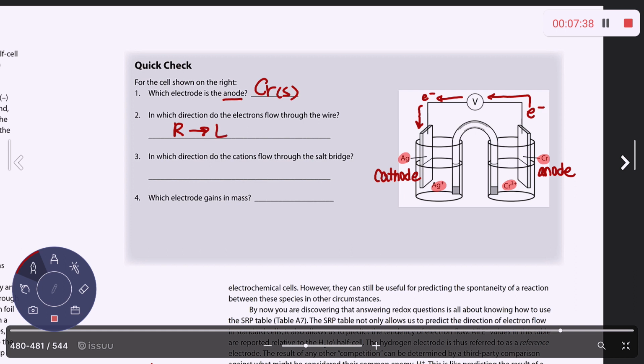And then in which direction do the cations flow? Through the salt bridge. So it says that the anions migrate towards the anode and the cations migrate towards the cathode. So that means they're going in the same direction, right? Because this is the cathode. So through here, the cations go to the left. And then plating occurs at the cathode. So that means the electrode that gains mass would be the silver electrode.